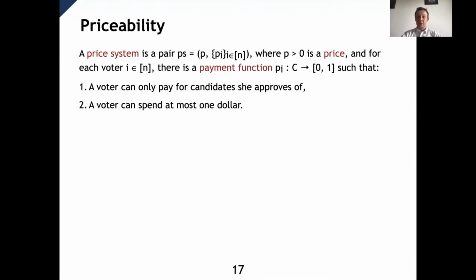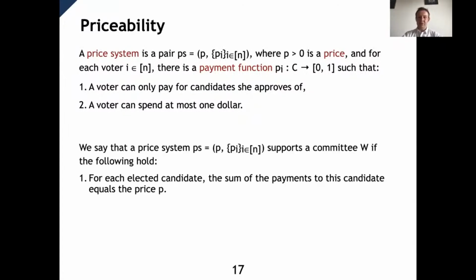Intuitively, Priceability requires that a committee elected should be supported by a certain payment system which explains how the voters pay for the candidates that should be elected. So formally, a price system is a pair where the first element of this pair is the global price, that is the total amount of money that needs to be paid for a candidate in order for this candidate to be selected as a committee member. The second, for each voter, we define a payment function p_i, and the payment function must satisfy the following two properties. A voter can only pay for candidates that she approves of, and the voter can spend at most $1 in total for all the candidates that she pays for.